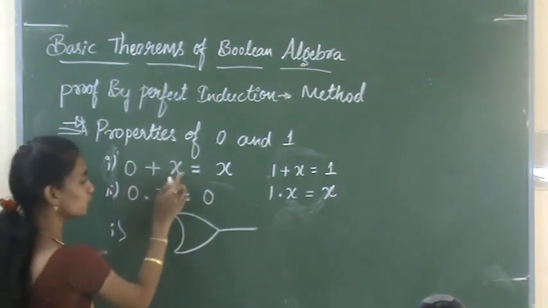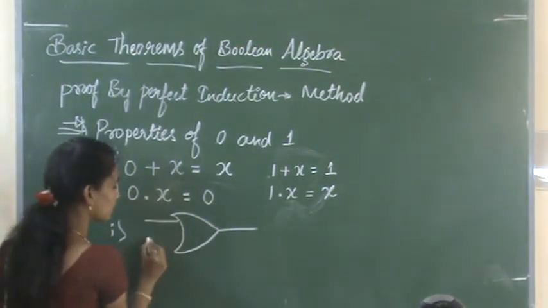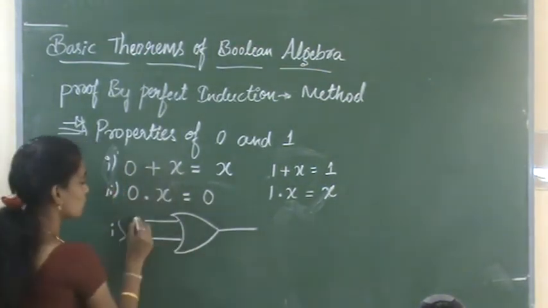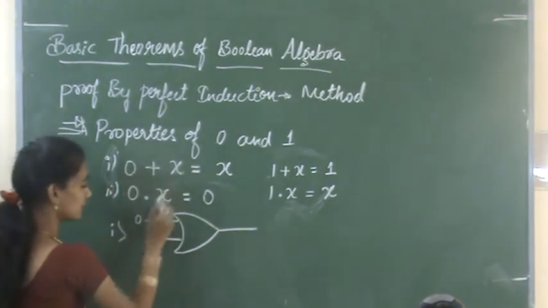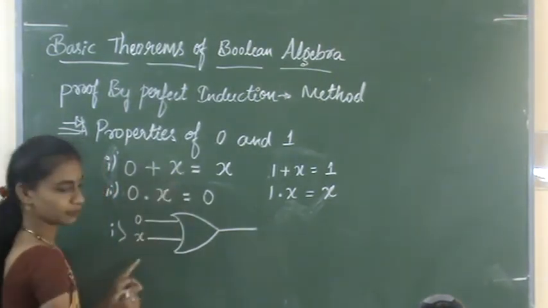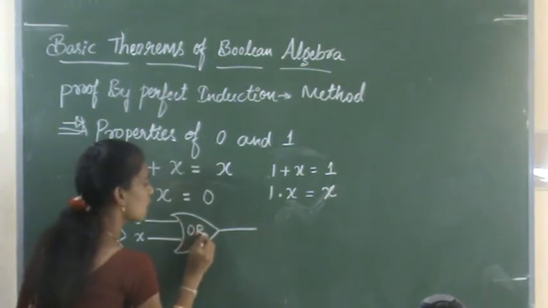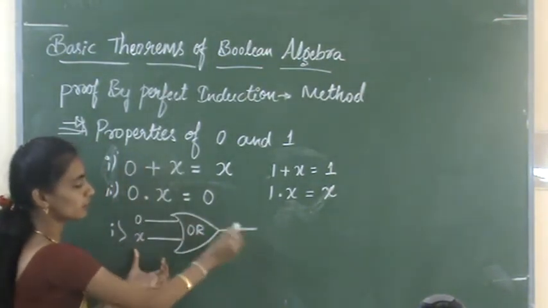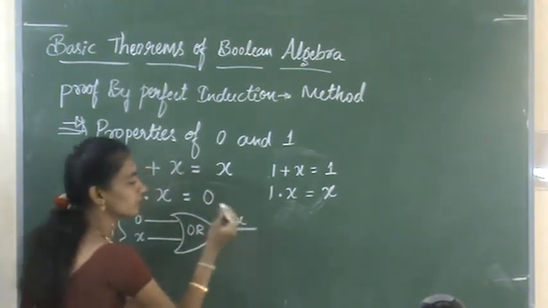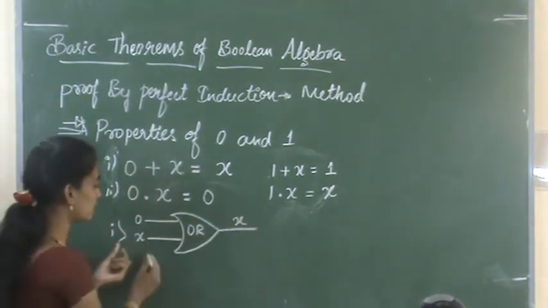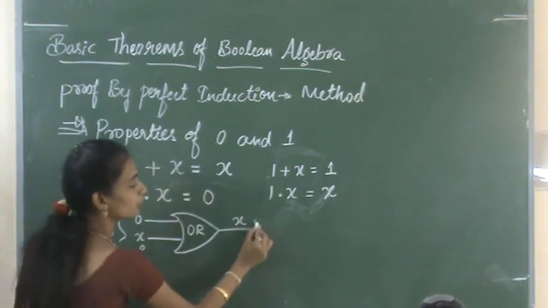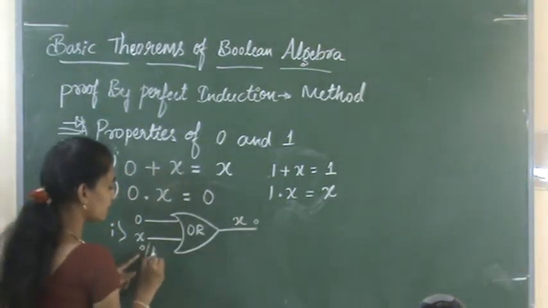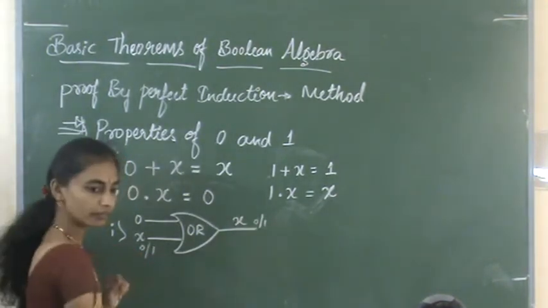So I am providing two inputs, so I have to mention two lines. One is 0, another one is x, right? So this is the OR gate. If I provide 0 and x, what will be the result? The result will be x only. If I provide 0, the output will be 0. If I provide 1, the output will be 1.